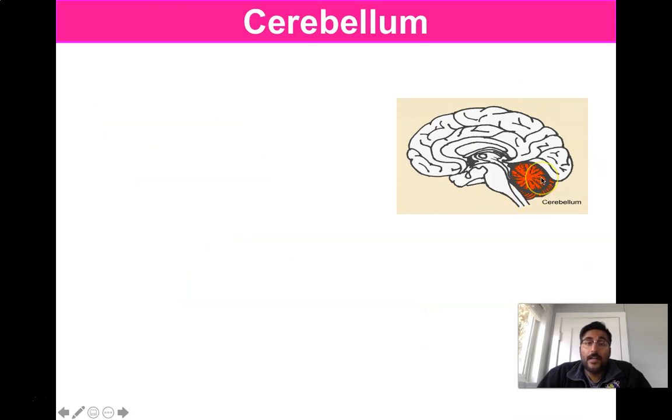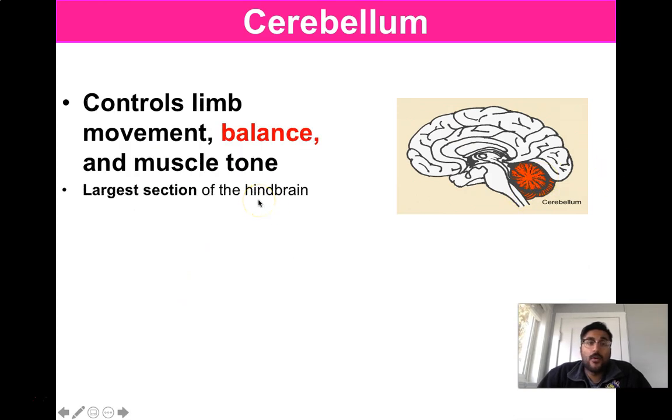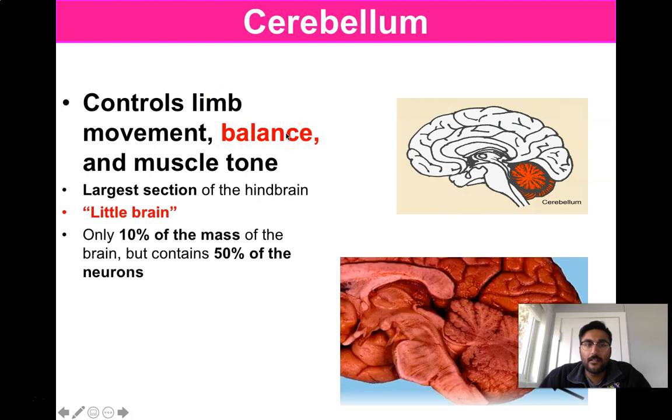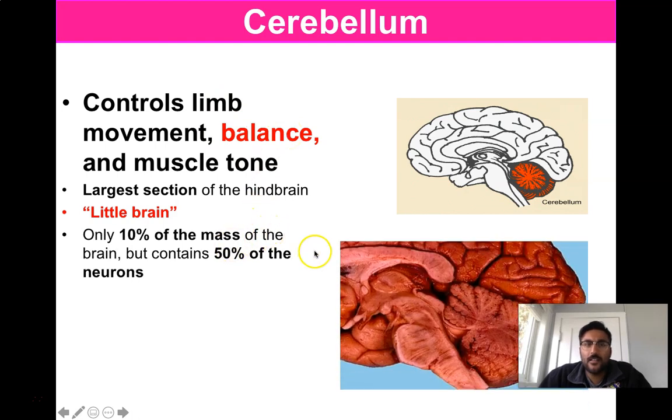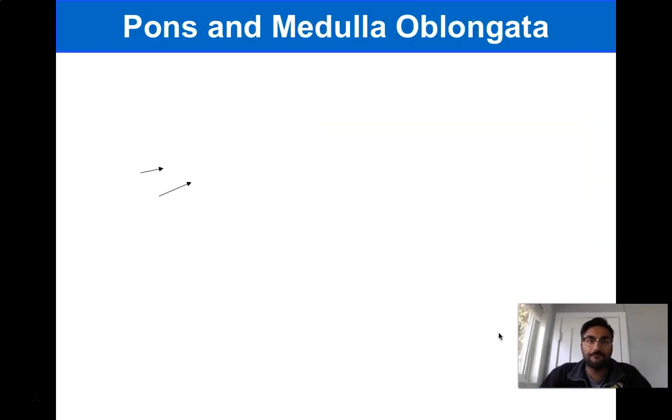Cerebellum is that back brain, kind of call it the hind brain. It's the thing that's going to control muscle tone and balance and limb movement, kind of like a little brain. Only 10% of the mass of the brain is in the cerebellum, but it contains like 50% of the brain's neurons. So that hind brain, that little cerebellum, is actually very important and vital to a properly functioning brain. And all of our lower level, balance-based body regulation control is in that cerebellum.